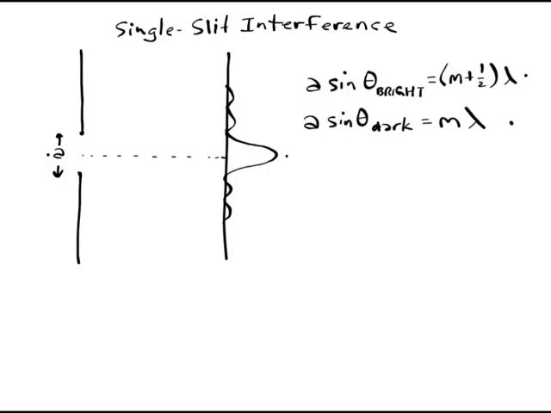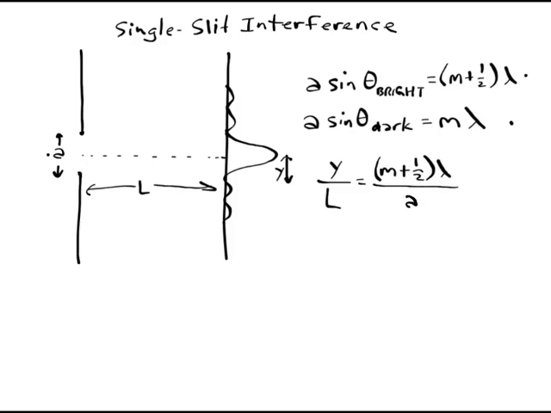You can still combine this with your screen parameters. If you have the length L and you want to know the distance y to certain dark or bright spots, the ratio of y over L is still equal to the ratio of the optical path length difference over the slit width in this case. And so this would be for bright, and you would have this for the dark spots.